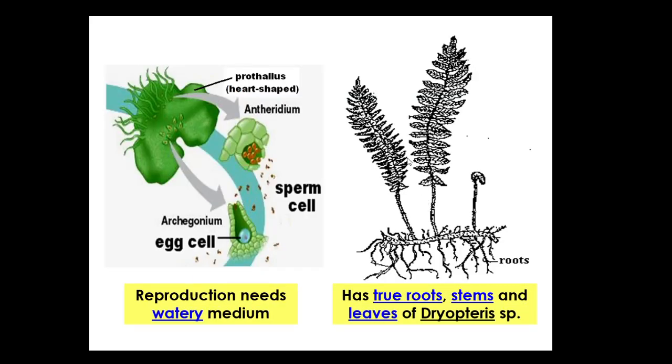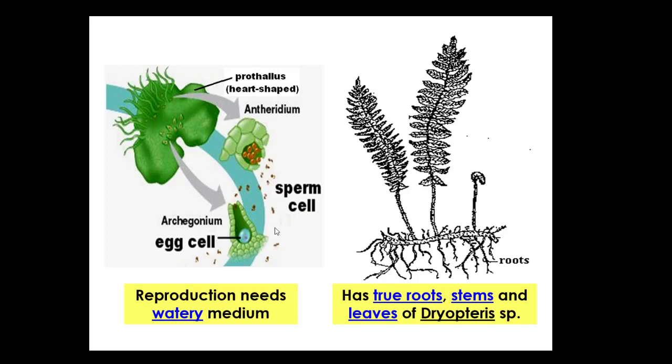Its reproduction requires a watery medium. So as you see here, this is the archegonium, the female reproductive organ, and over here is the male part, the antheridium. Okay, the antheridium will release the flagellated sperm or sperm with flagella that will swim around in the water until it finds archegonium and then fertilizes the egg cell.